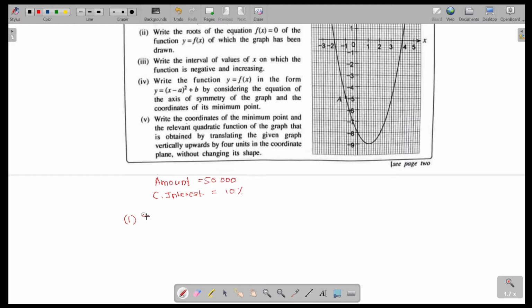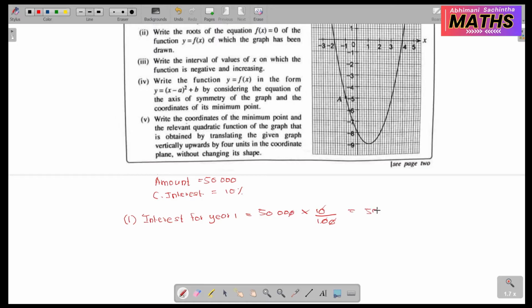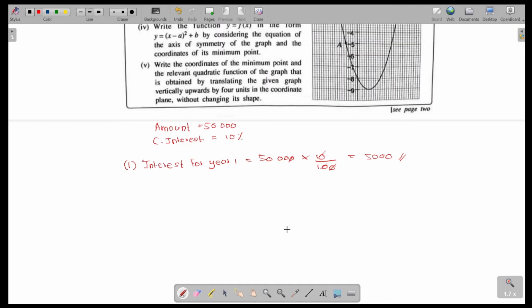Interest for first year. So we have to do 50,000 rupees into 10 over 100. 0 to 0, 0 to 0 cancel. So we get 5,000 rupees as the interest for first year. Then go to the second, then amount for second year.